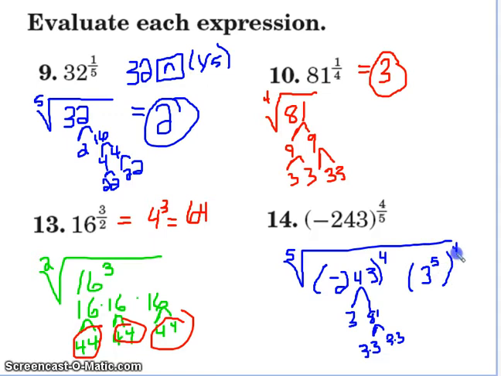Well, if you're taking the 5th root of 3 to the 5th, then you're going to have a 3, and then it's raised to the 4th power. So my answer is going to be 3 to the 4th power, only it's negative because we have an odd root. It should be negative 81.